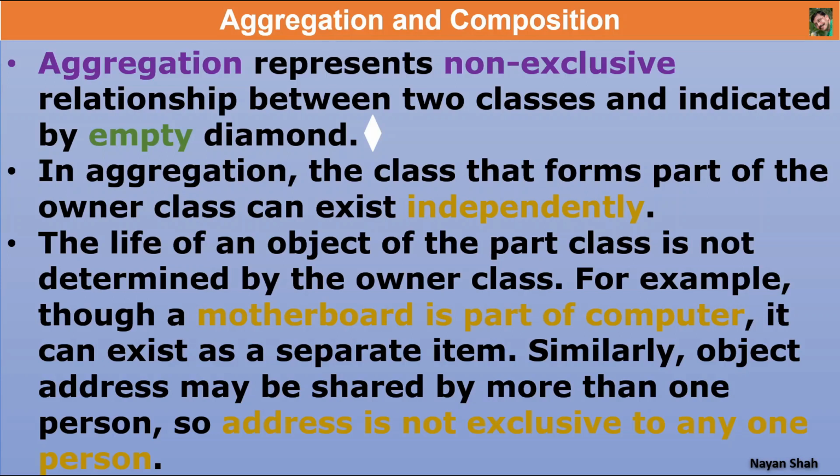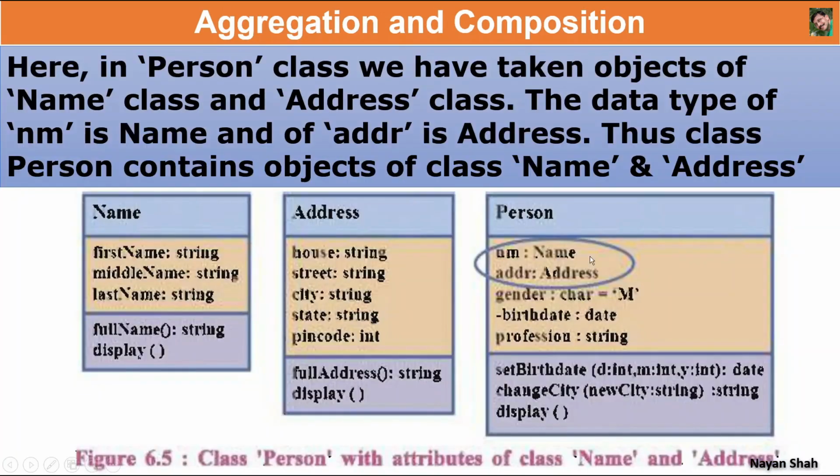Similarly, object address may be shared by more than one person. So address is not exclusively associated to any one person, as you can see here, and as I just showed you. Address, though, is part of person class, but it is not associated with person class exclusively, because the same address might be shared by many persons. So it is not exclusively associated with this, but name is exclusively associated with person.